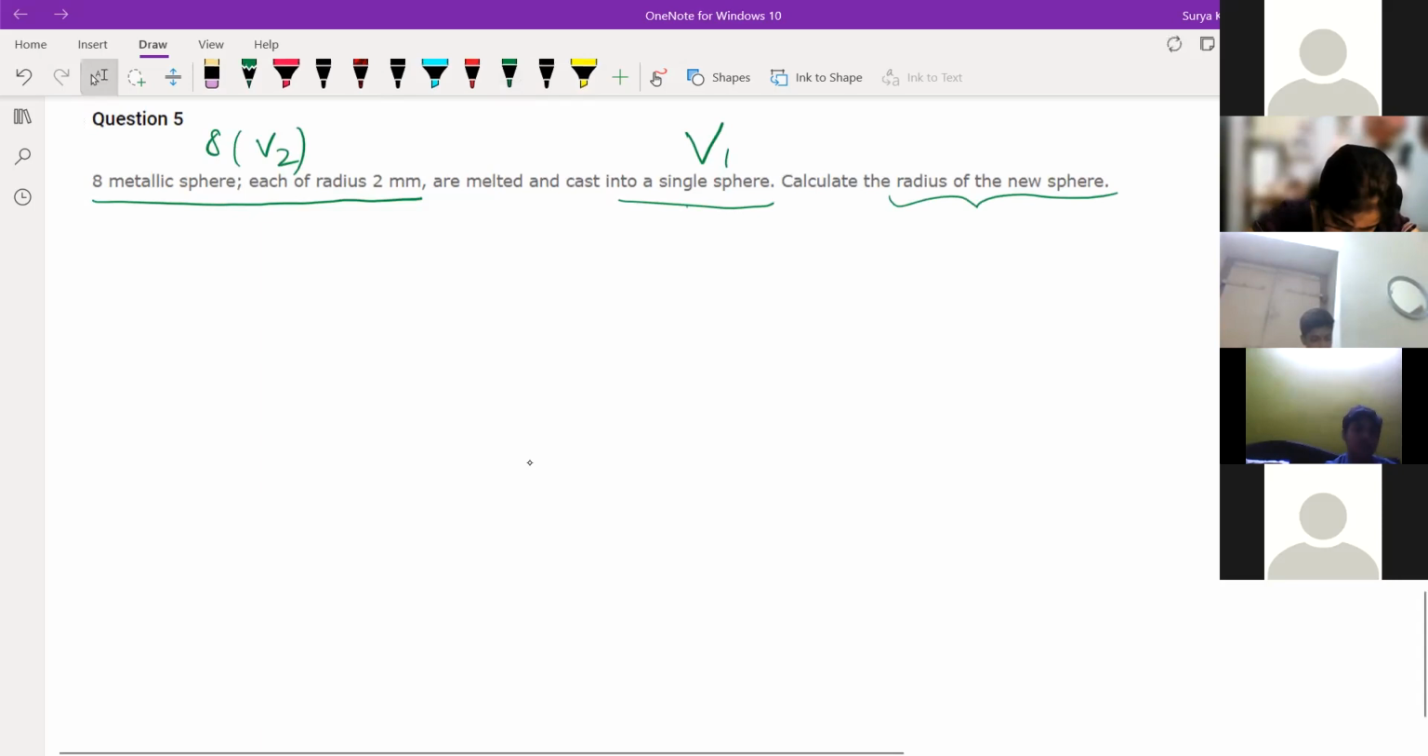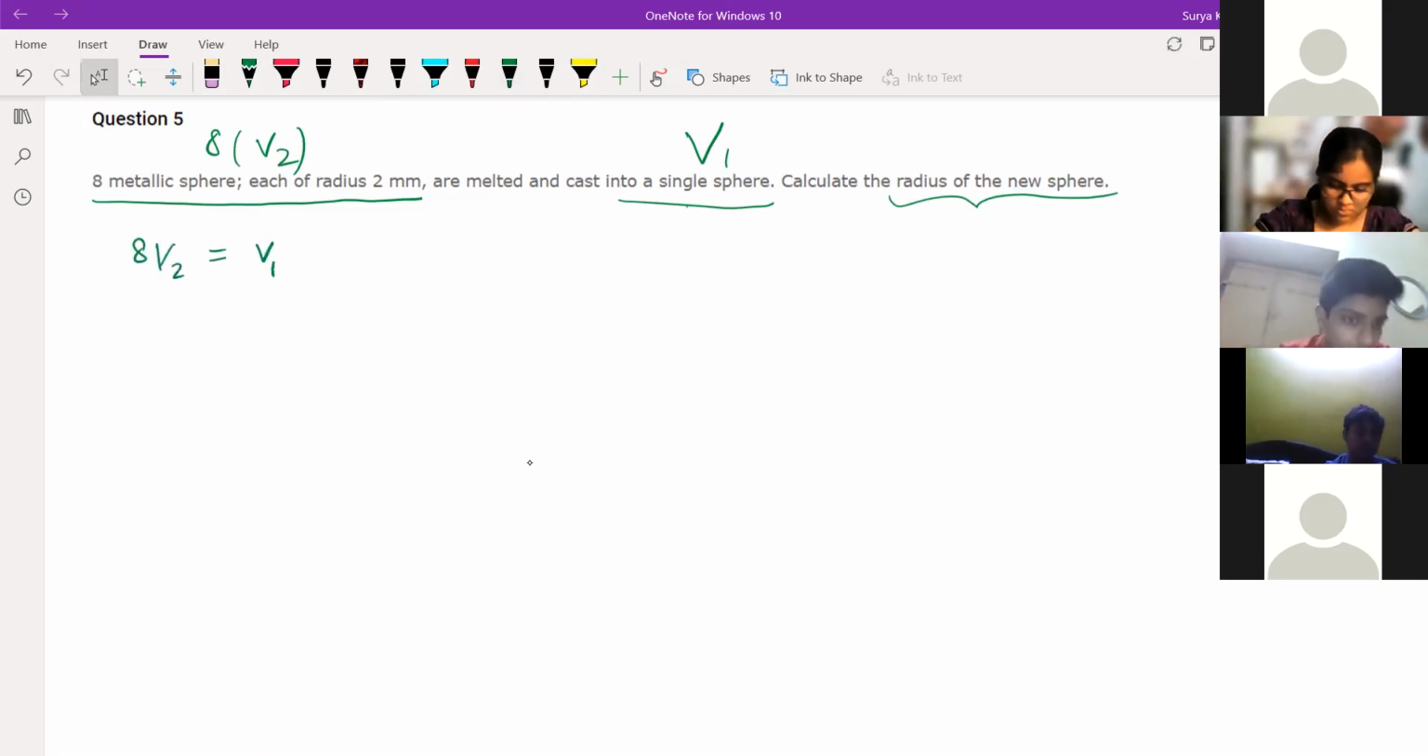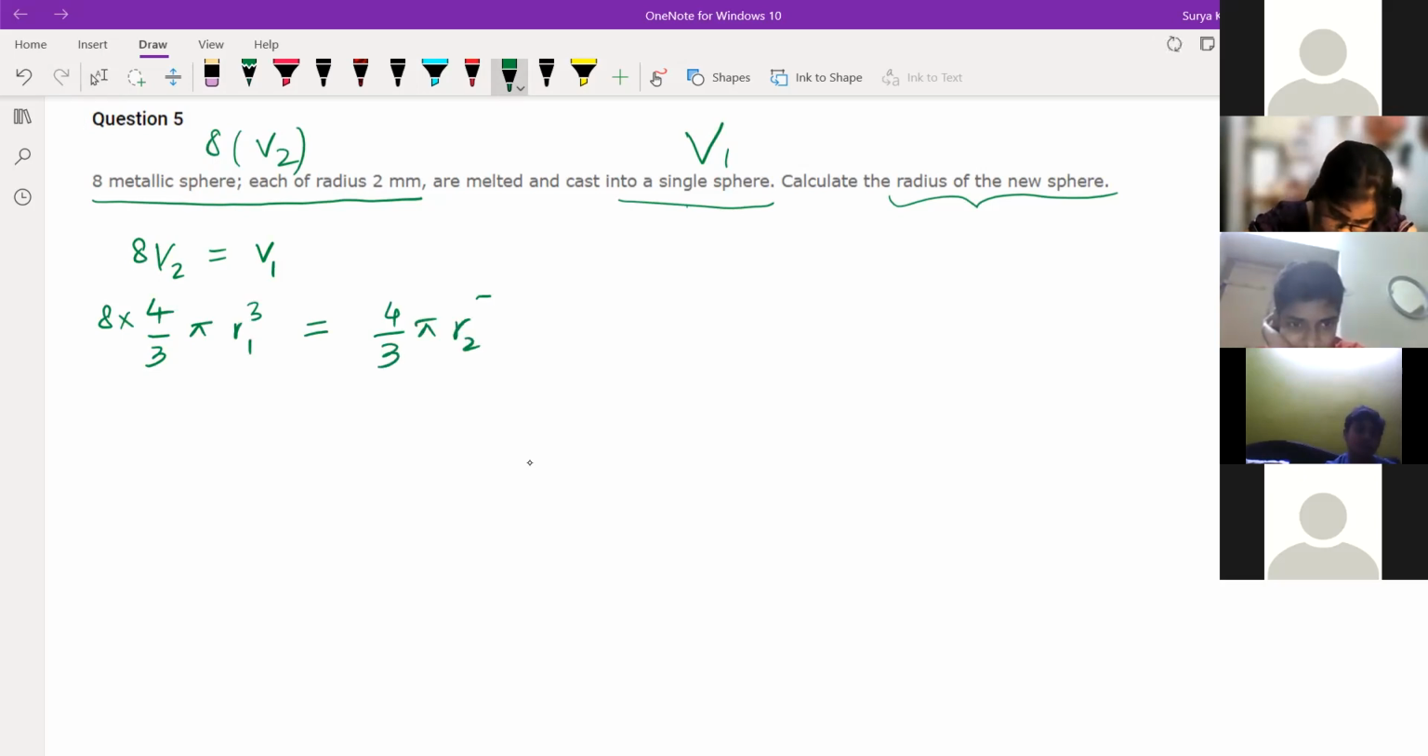So what can we write here? 8 into V2 is equal to V1. So 8 into 4 by 3 pi r2 cube is equal to 4 by 3 pi r1 cube for the sphere. So now see, both sides 4 by 3 pi get cancelled. Now we can write here 8 into 2 into 2 into 2 is equal to r1 to the power 3.